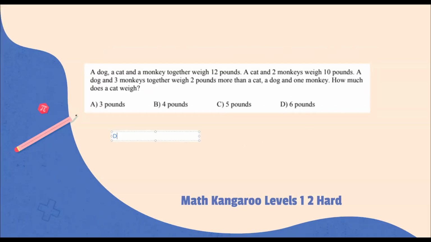So we have a dog plus a cat plus a monkey is equal to 12 pounds. One cat and two monkeys is equal to 10 pounds. A dog, 3 monkeys equals 2 pounds more than a cat, a dog, and 1 monkey. And we already know that a cat, a dog, and 1 monkey is 12. So 2 plus 12, and that is 14.